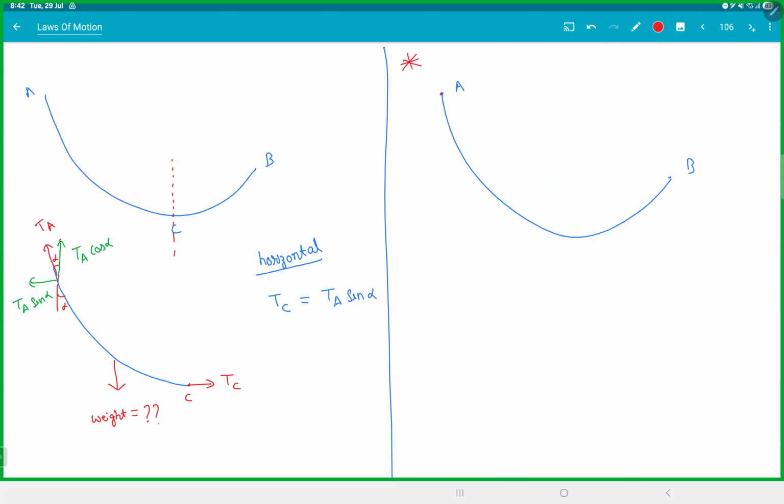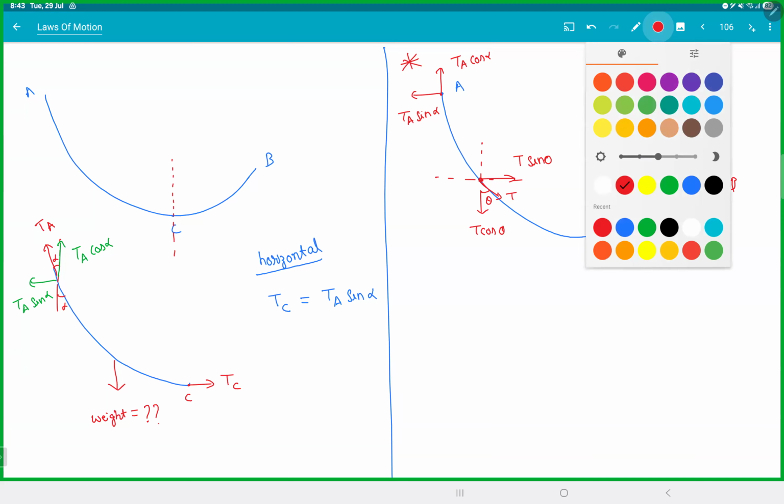If you look at the components of A, this will be TA cos alpha, this will be TA sin alpha. It doesn't matter, you choose any point in the middle. If you take this angle to be theta, and T is the tension at some random point, this will be T sin theta, this will be T cos theta. Here, if you look at the tension, this is beta. This will be T sin beta, and this is T cos beta.